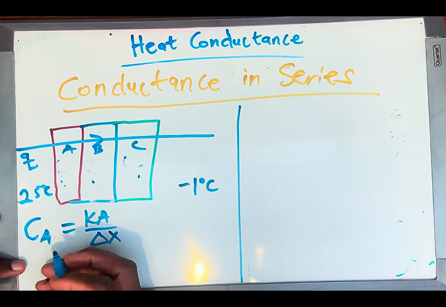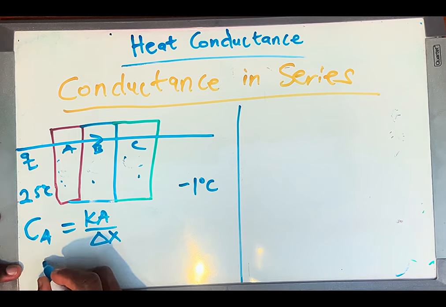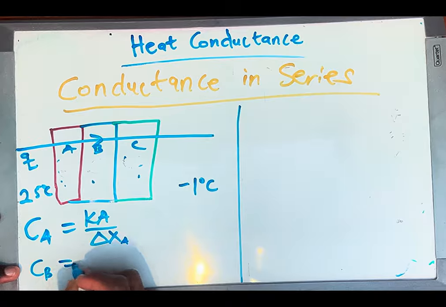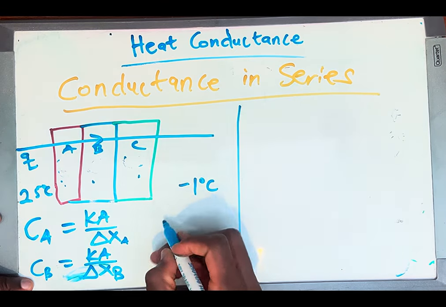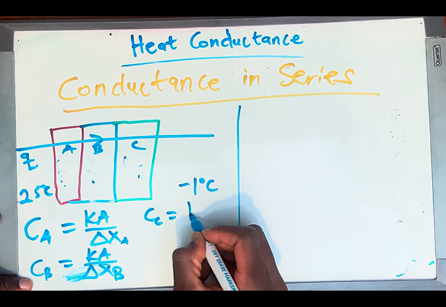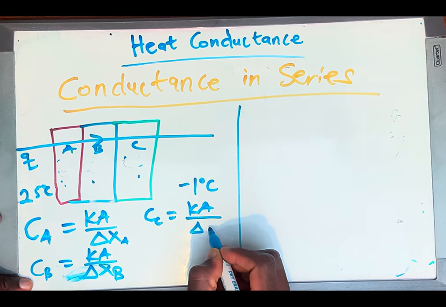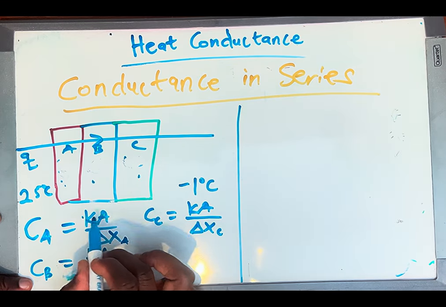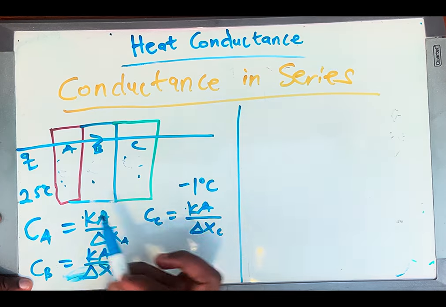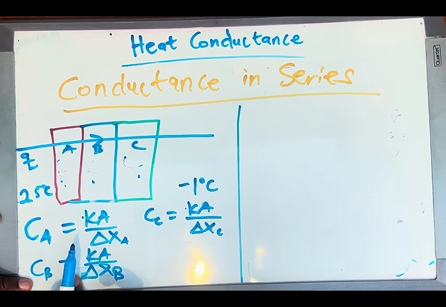Now, let's move on to the second material. The second material will have C B, the thermal conductance B, and that is given as K A over delta X B, the change in X for material B. And then that of the third one, C C, will be given as K A over delta X C. Don't forget that the K will be different because they are different materials. The K represents the thermal conductivity of each of them, so they will have different thermal conductivities. And when we fix everything in, we will use it to calculate the thermal conductance.